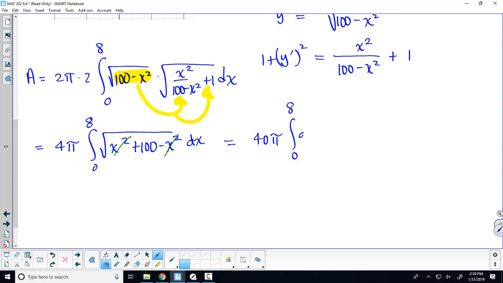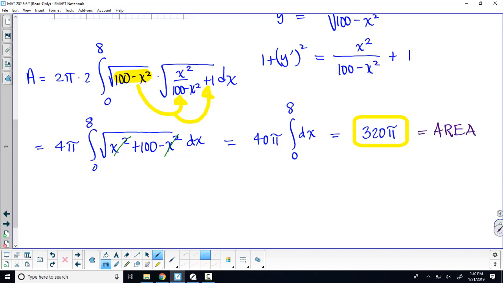Integral 0 to 8 dx. And the integral of dx from 0 to 8? 8 minus 0, which is 8. So we'll do 8 times 4. Now this is the area. We're not done. This is the area. It's our first step.